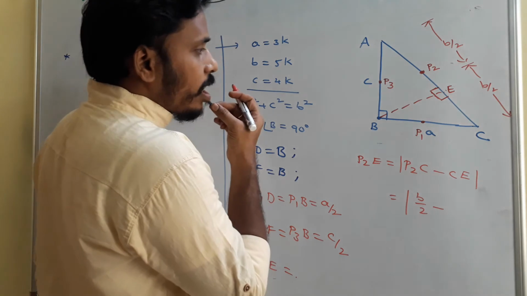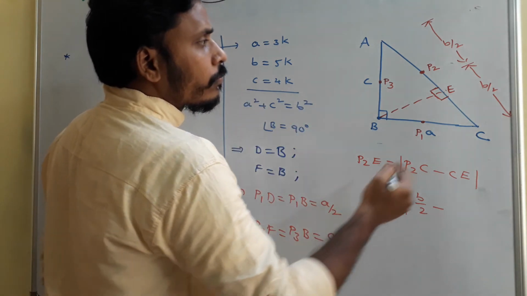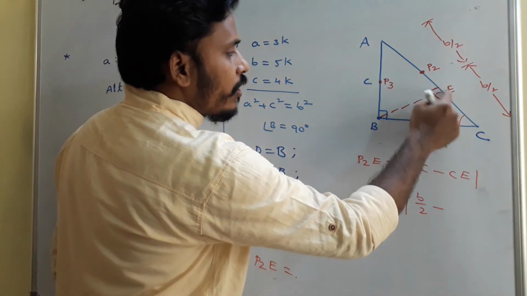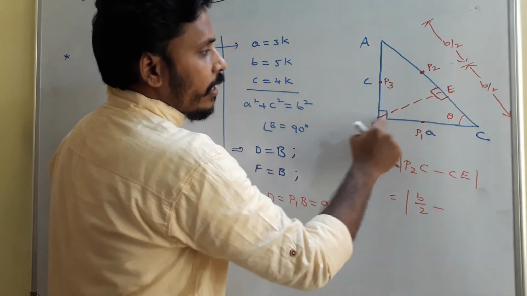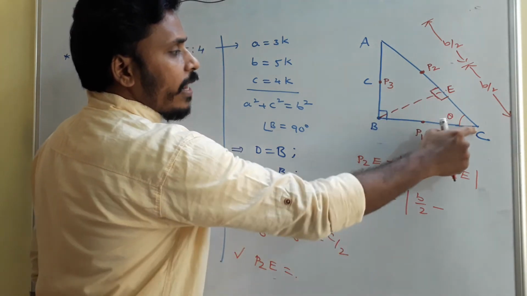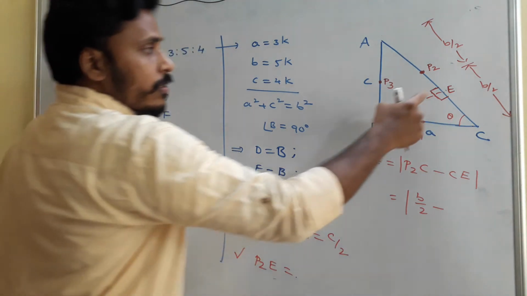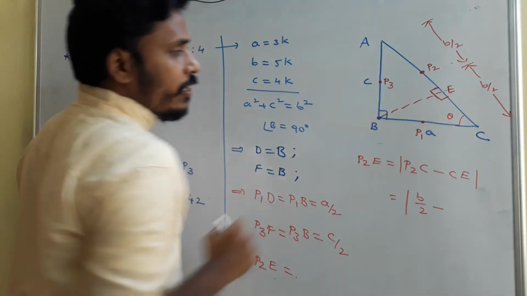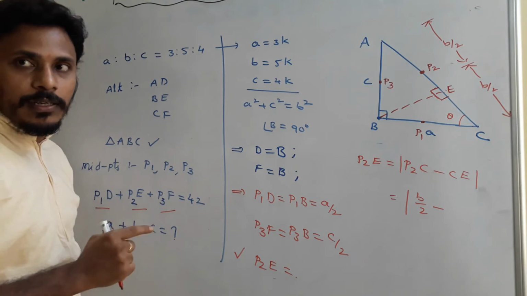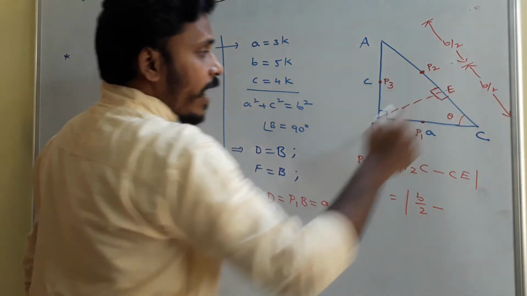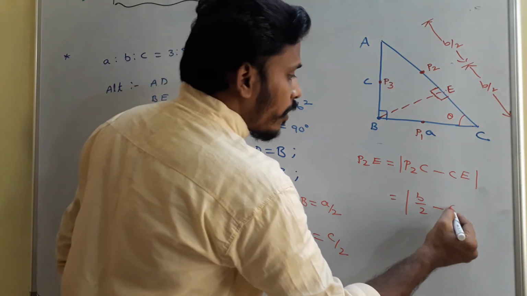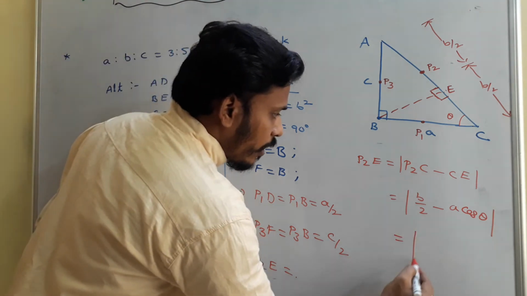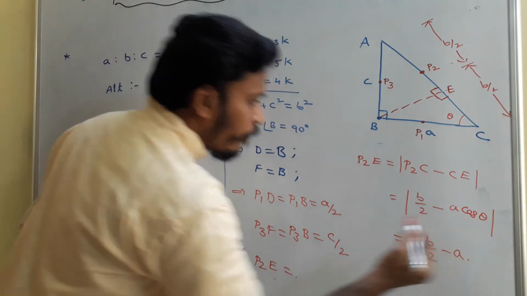If you take this angle as some theta, then this CE is nothing but, in this triangle, okay, opposite to the 90 degrees, the total length is A. You just think about it. Opposite for this 90, this total length is A, and this angle is theta. I need to find CE. So what do I have to use? Cos theta. Cos theta is equal to adjacent side CE by A, and that CE is simply nothing but A cos theta. So P2E is B by 2 minus A into cos theta.